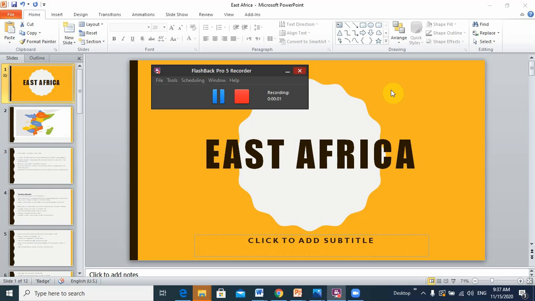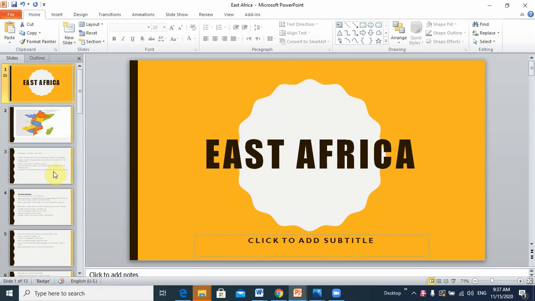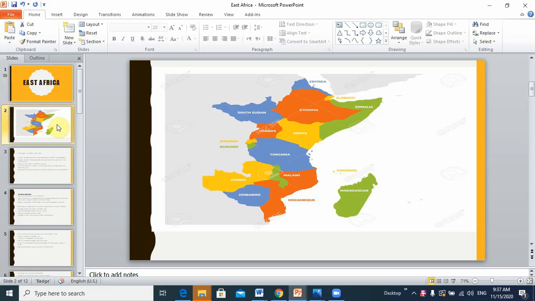Hello, grade 8. Today we're going to be talking about chapter 10, lesson 1, the physical geography of East Africa. As you can see here in front of you, the map of East Africa. These are the countries of East Africa.